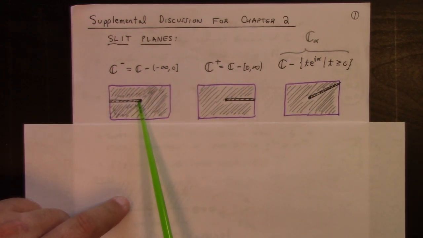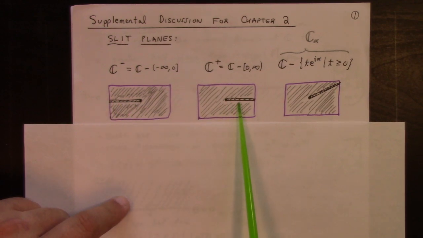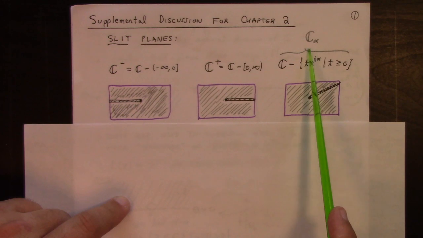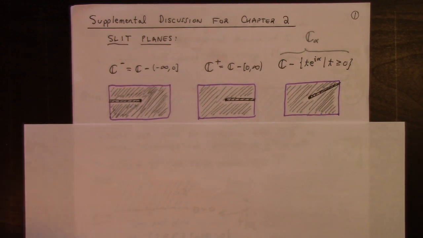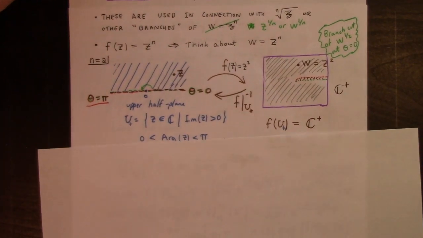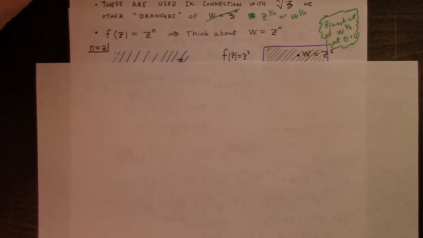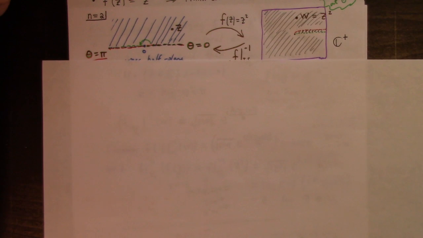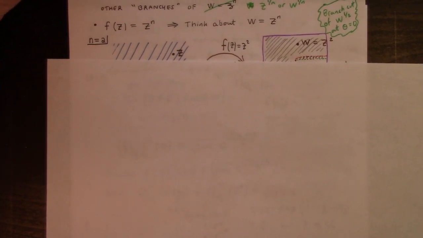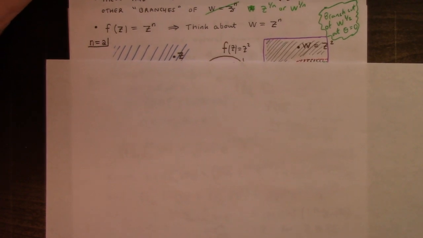So here I've removed the negative real axis, here I've removed the positive real axis, here I've removed a ray of angle alpha. I'm going to use C sub alpha as a notation for that, which will be convenient for us today. Now, these are used in connection with selecting a choice of a local inverse, or if you like to think about it a different way, taking a branch cut of a multiply valued function. Multiply valued function, hey, wait a minute, is that a function?